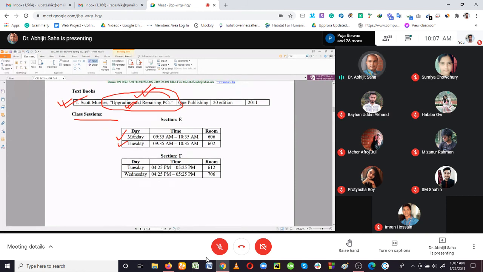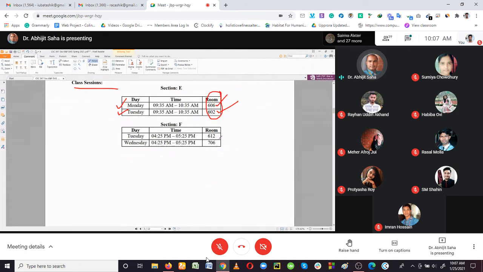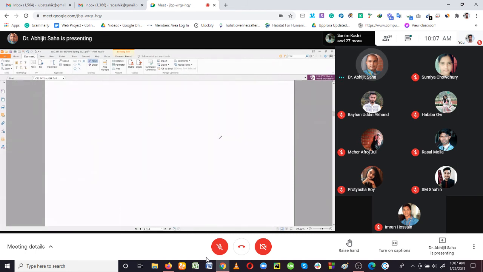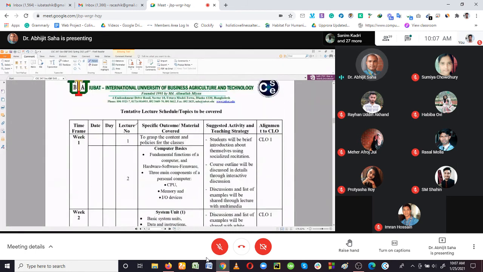So that is what we are going to do. Physically, the room numbers are 606 and 602. We do not know whether we will be able to move to this room for this semester or not. Anyway, this is our tentative lecture schedule and topics to discuss.